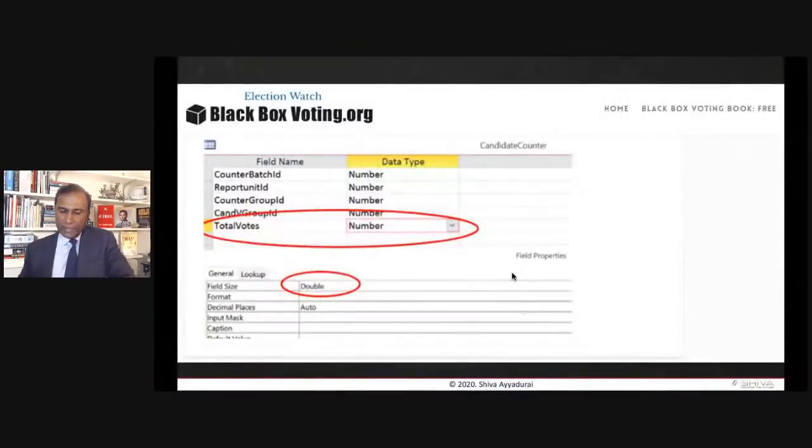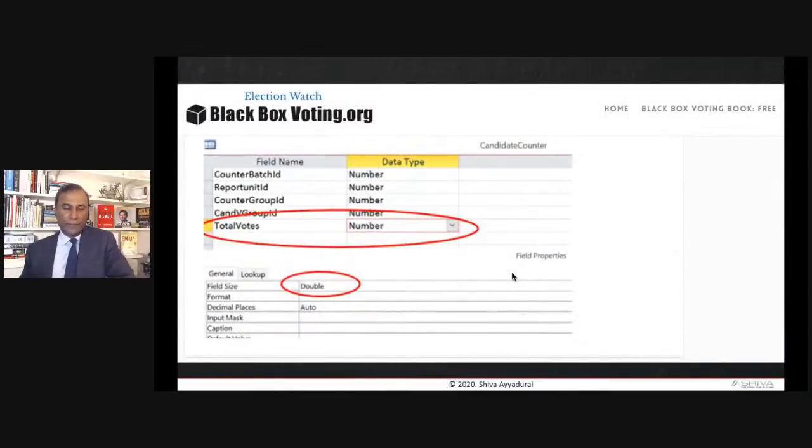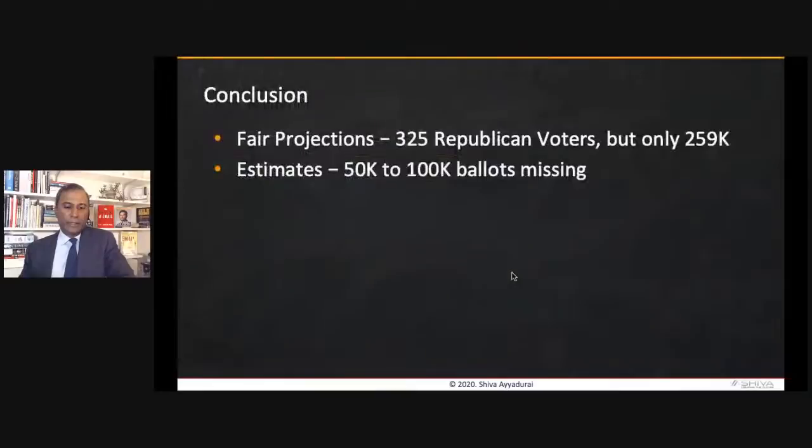Why does a feature exist that lets me share this? Why does a feature exist where you are setting double variables for your vote? And why is fractional voting built in, and why is it the default setting? Why does this exist, and who can control it? And I'm going to probably try to see if I can get Benny Smith on.